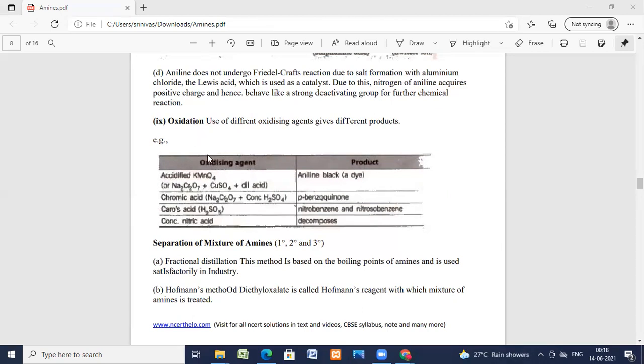Due to the slight disturbance, I'm repeating the oxidation once again. If the oxidizing agent is acidified KMnO4, amines give aniline black. Sodium chromate, copper sulfate, and dilute acid also work. Chromic acid, that is sodium chromate and sulfuric acid, gives parabenzoquinone. Caro's acid forms nitrobenzene and nitrosobenzene. In presence of concentrated nitric acid, it decomposes. These are the reactions of the amines.